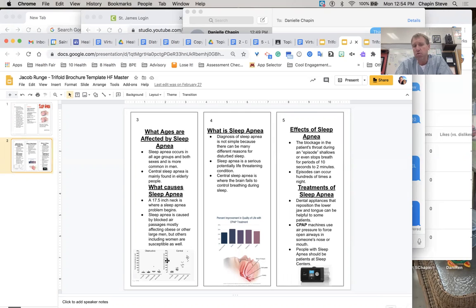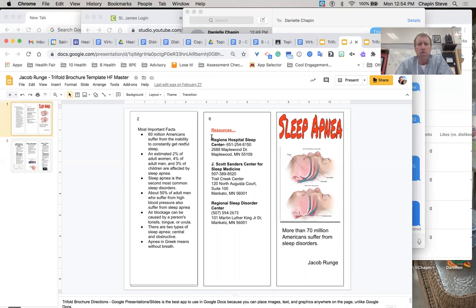You also notice he has some charts and graphs, which are a requirement of this part. And then he also has a bunch of resources. So this is where you get more information. If you wanted to get more information about sleep apnea, where would you get it from? This panel just has some general information about the most important things to know about sleep apnea. So that's one example.